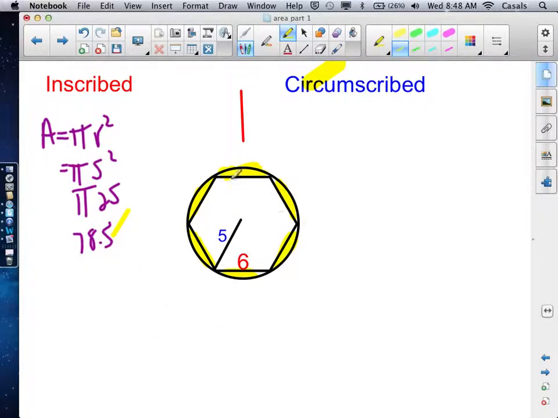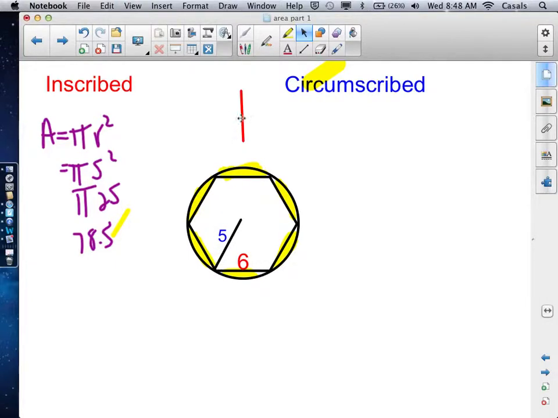So now let's take a look here. How do we find the area of a hexagon? Well, first thing I want you to notice is the radius of my circle. We can say that it's 5, right? Now I want you to notice that the radius goes from the center of both images to the edge of the circumference of the circle. It also goes to the vertex of the polygon, right?